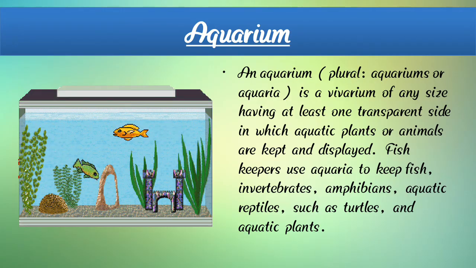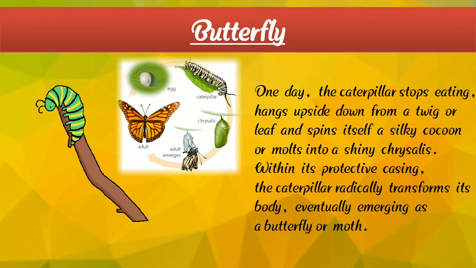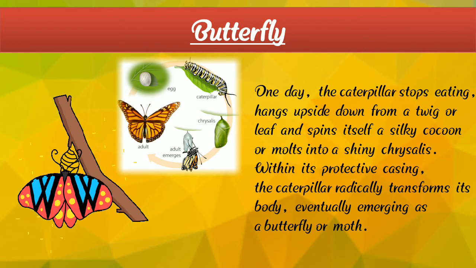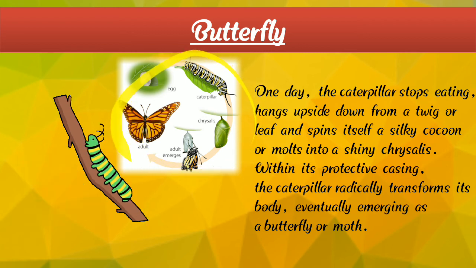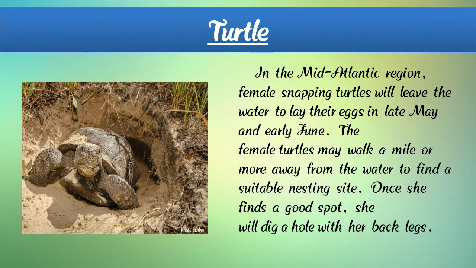First we learn about a butterfly, and how the caterpillar turns into a butterfly. Here we can see the life cycle of a caterpillar. It turns into a butterfly. Then we learn about turtles. A turtle digs a hole in the soil and lays its eggs there.